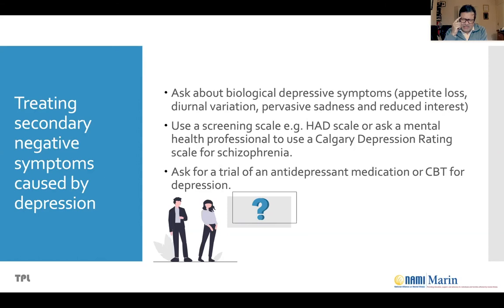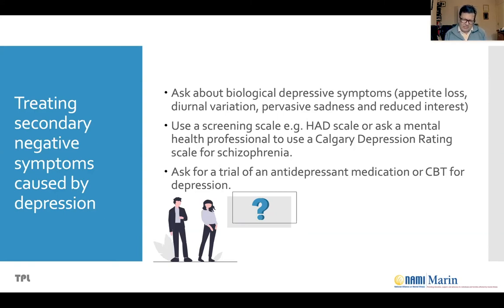Now, the HAD scale is a useful scale. It's just one page, it's tick box, it's easy to complete, and it will give you a score on depression and anxiety. So that will give you a feel for whether one of these could be at the heart of the negative symptoms. Now, the best rating scale for depression is the Calgary scale, but this has to be used by a mental health professional. So you could always ask if your social worker or mental health nurse could do this scale for you.